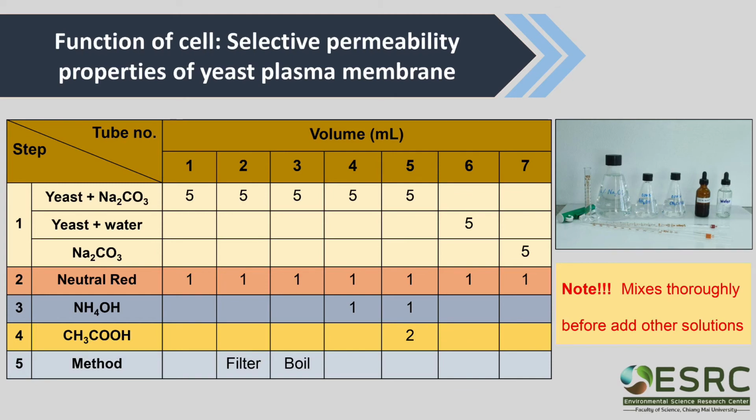In this case, neutral red was used as a pH indicator. It turns red or pink in acidic solutions and yellow in alkaline solutions. Students will see the color change in this video.